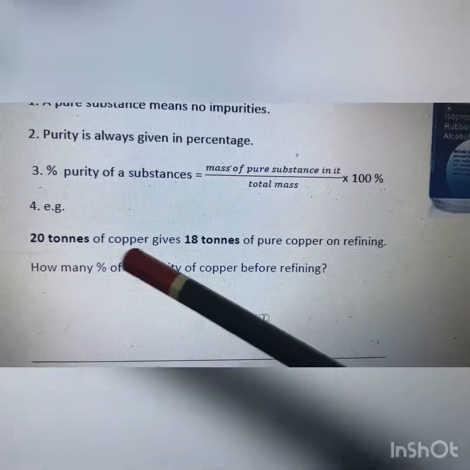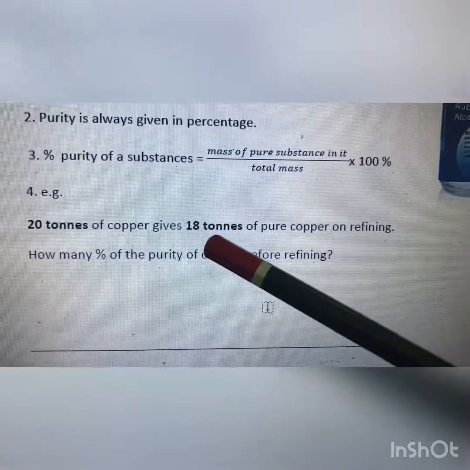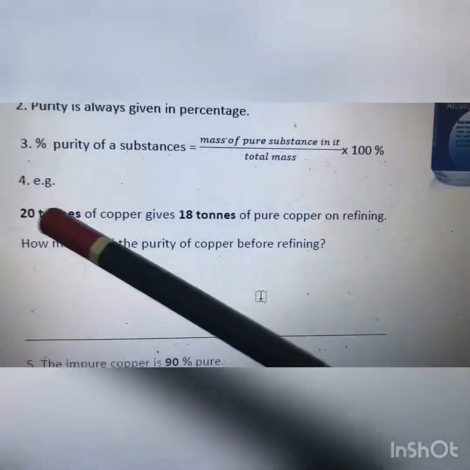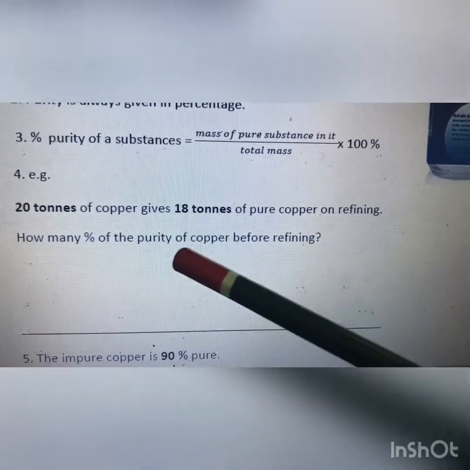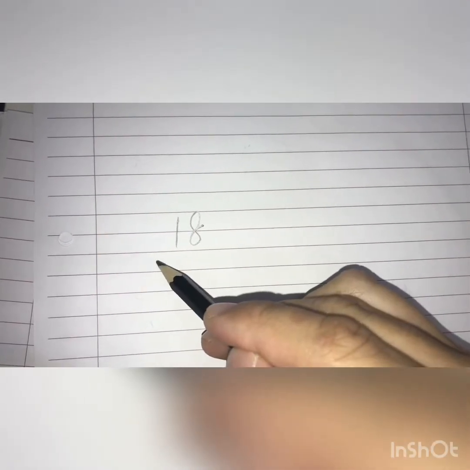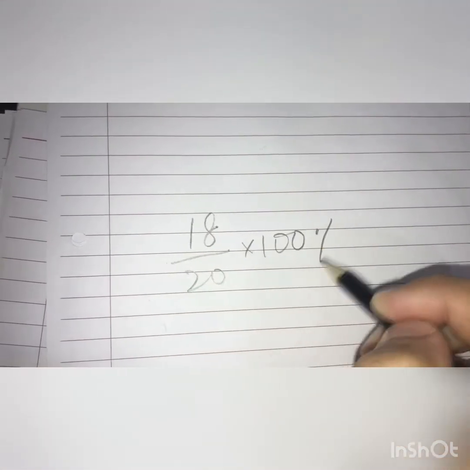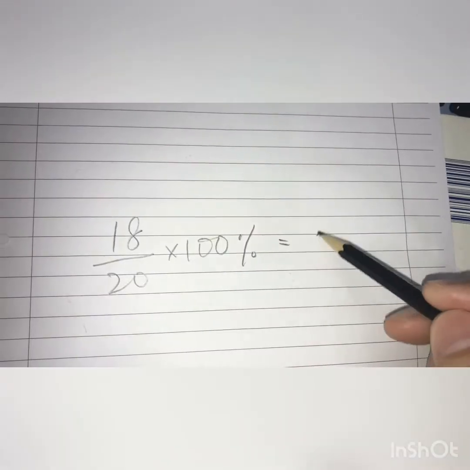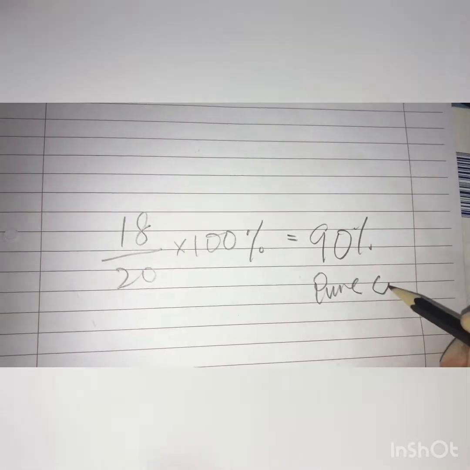Next question is very obvious. There are 20 tons of copper, and in these 20 tons of copper, there are 18 tons of pure copper. What is the percentage of purity of the copper being refined? Easy. There are 18 tons of pure copper divided by the total mass of copper, 20, times 100%. So it will be 90% pure copper.